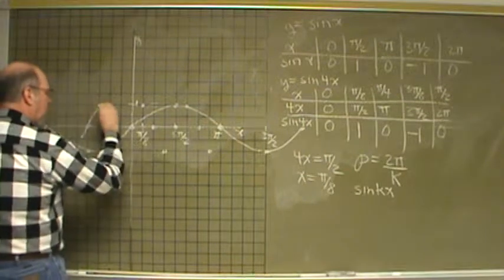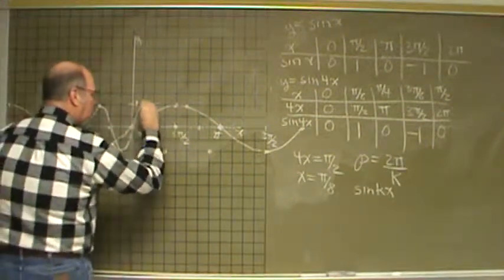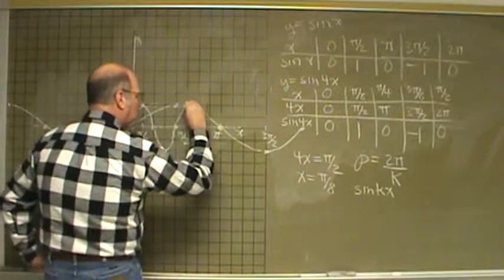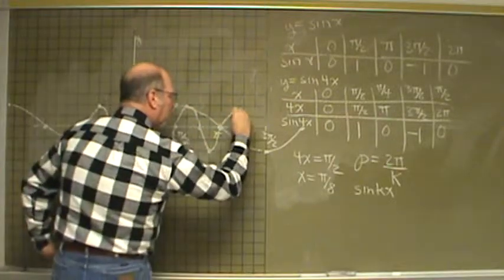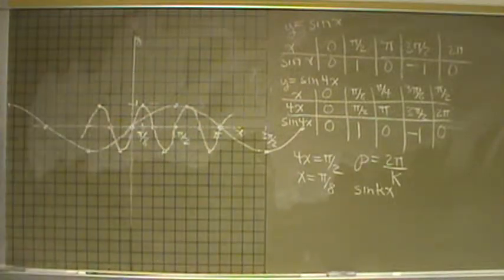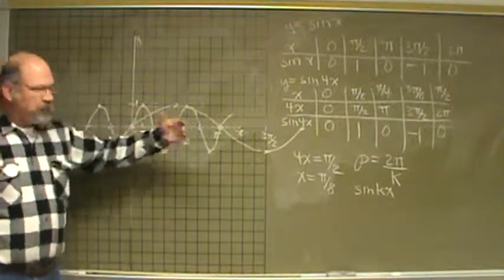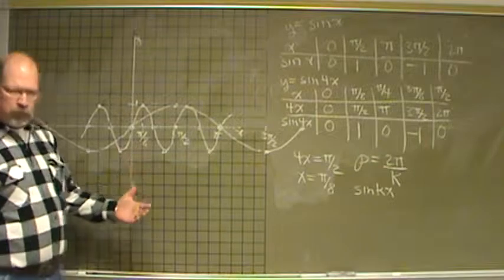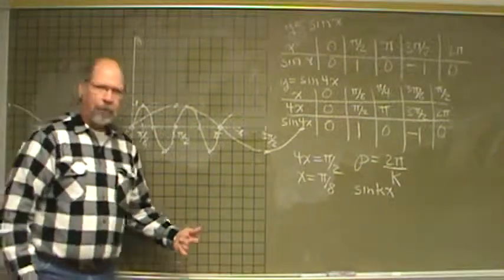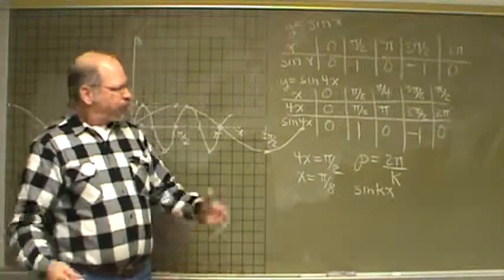So this graph is going to look something like this. And you can see that this graph is going 4 times as fast as the first one. All right, and that's the way we handle shrinking.